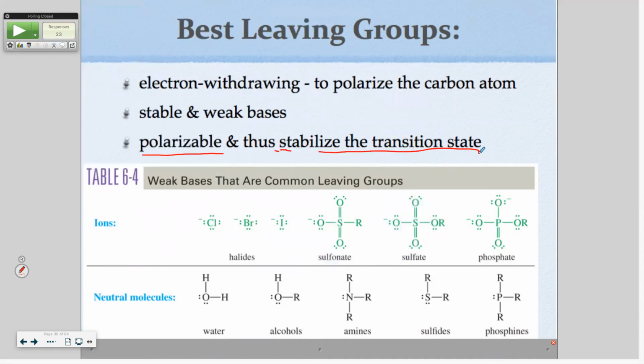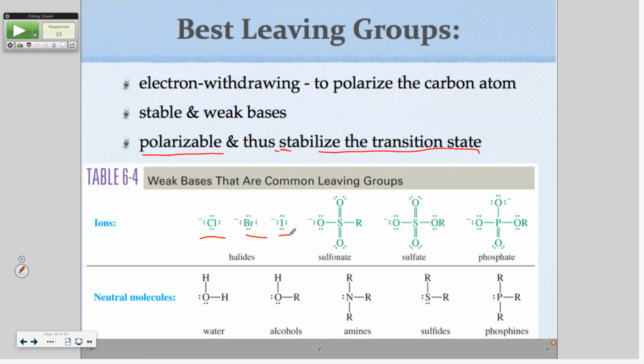So you're making a bond and breaking a bond so that you can fall down the other side of the ski slope. Okay, so here are your ions, weak bases that are common leaving groups: chloride, bromide, and iodide. Do you notice that fluoride is not on the list? Fluoride is a sad leaving group. It don't leave very much. We don't use them. That's okay, they're hard to make anyways.